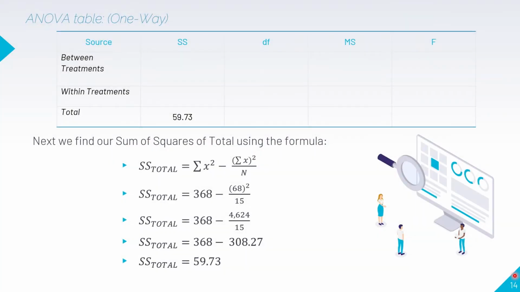Next, we have our ANOVA table for one way. We have the source, our sum of squares, the DF, MS, and F. So in our source, we have the between treatments, the within treatments, and our total. Find our sum of squares of total using the formula SS total is equal to summation of x squared minus summation of x to the second power over N. So since we have our data earlier, now we can answer this, in which our summation of x squared is 368.